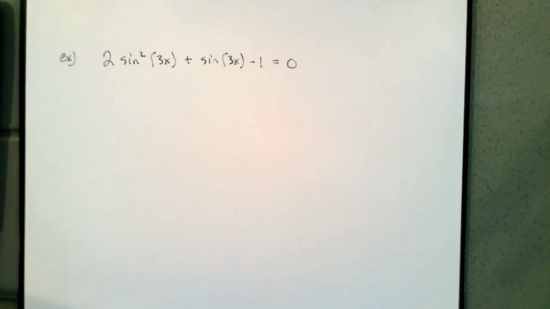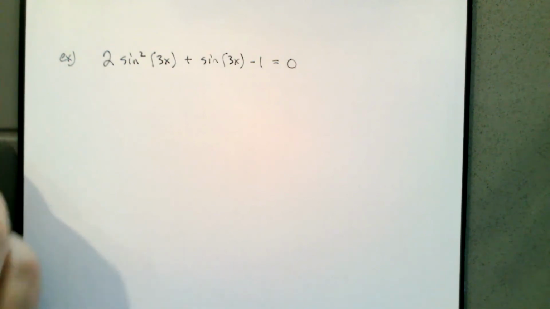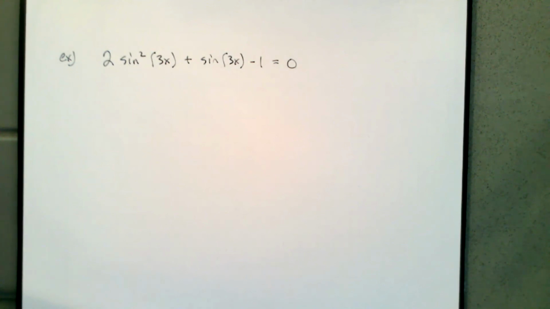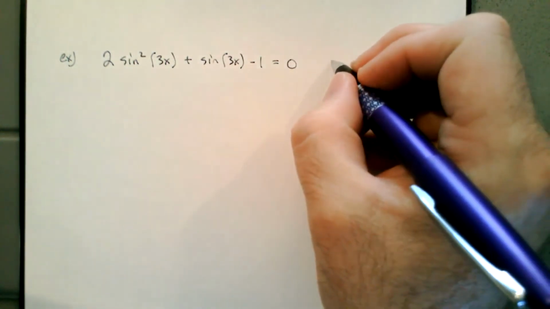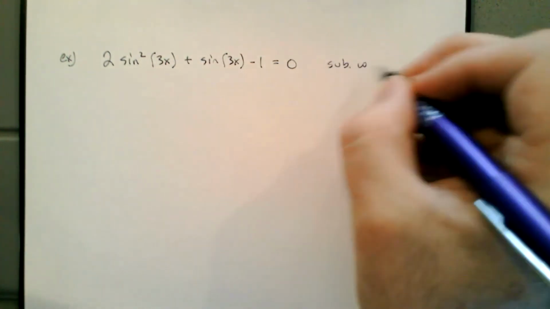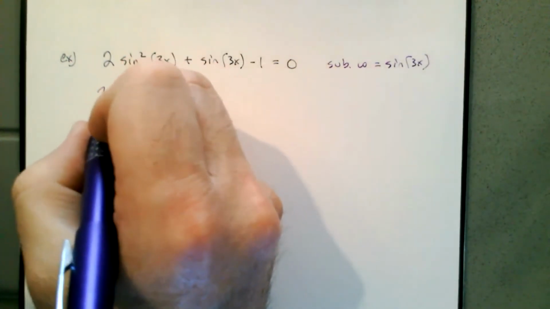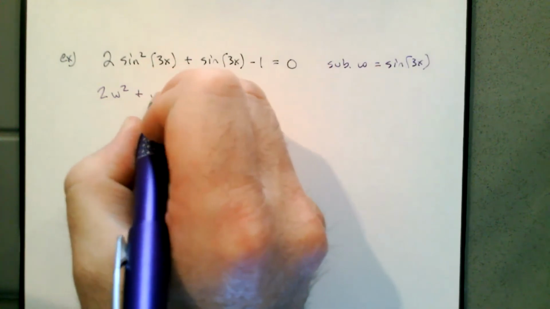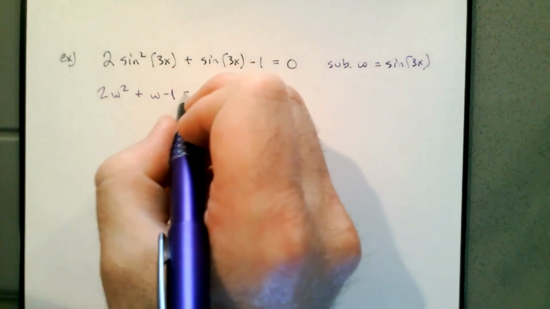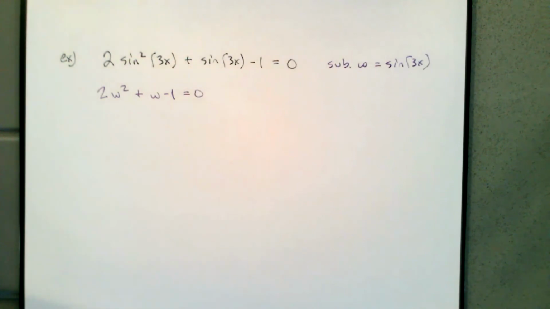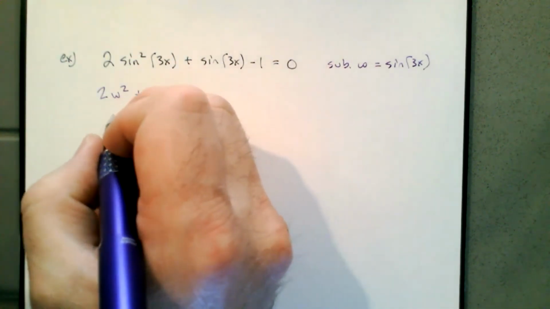So now, since I've got sine of 3x, that has a period of 2 pi divided by 3. So instead of a period of 360 degrees, I've got a period of 120 degrees. Our initial approach is the same. We recognize this as being quadratic in sine of 3x, and so we'll substitute w equals sine of 3x. 2w squared plus w minus 1. So we still get the same quadratic, and so we still get the same solutions.